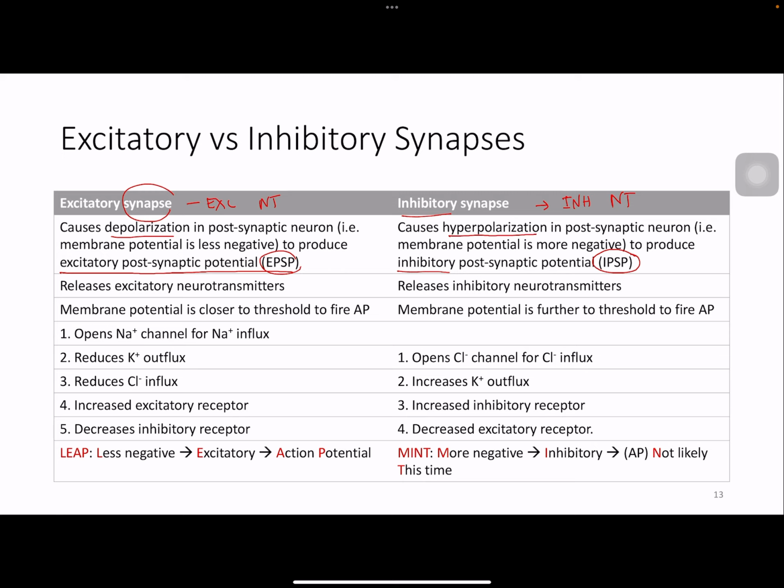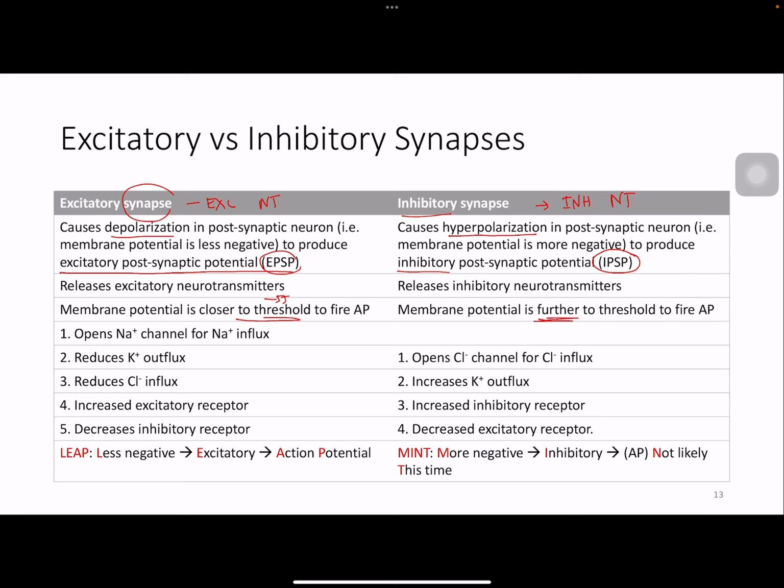In the excitatory synapse, because the membrane potential is depolarized, it is closer to threshold. It is about -55, at which the neurons can fire an AP. Whereas for an inhibitory synapse, the membrane potential is more negative, therefore it is further from the threshold.